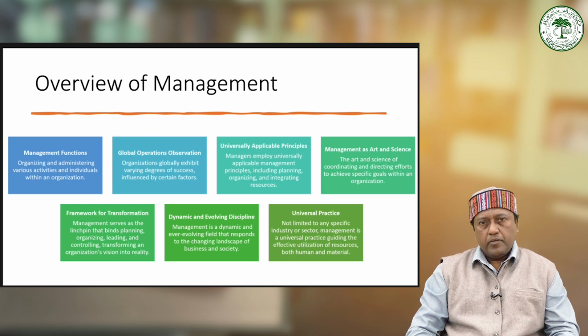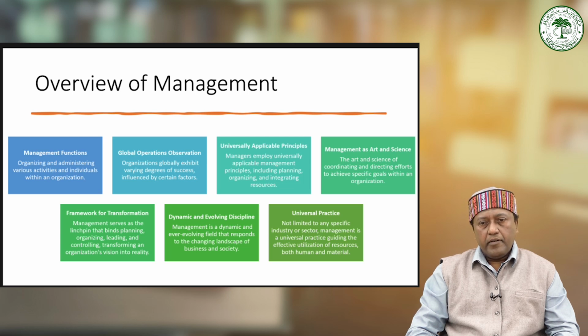So I'm trying to give you an overview of management basically. Management encompasses a set of functions dedicated to organizing and administering various activities and individuals within an organization. When we examine the operations of organizations globally, we observe varying degrees of success. Some thriving, others earnestly pursuing success, and some facing challenges. The success of these organizations is influenced by certain factors.